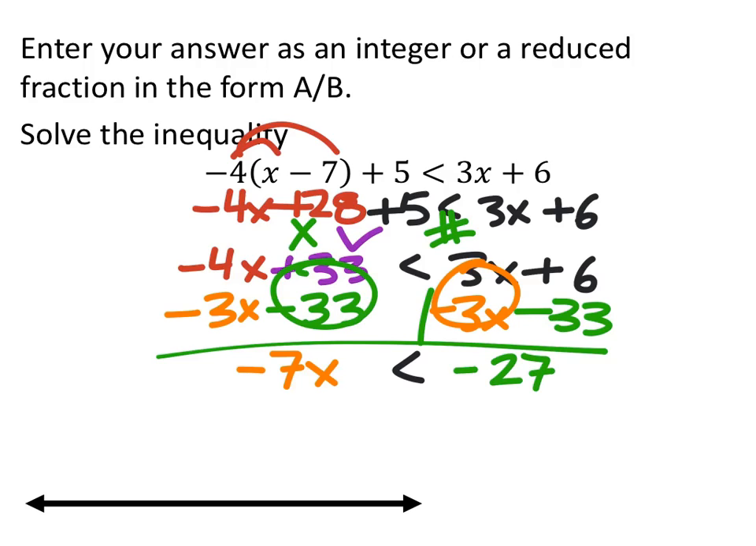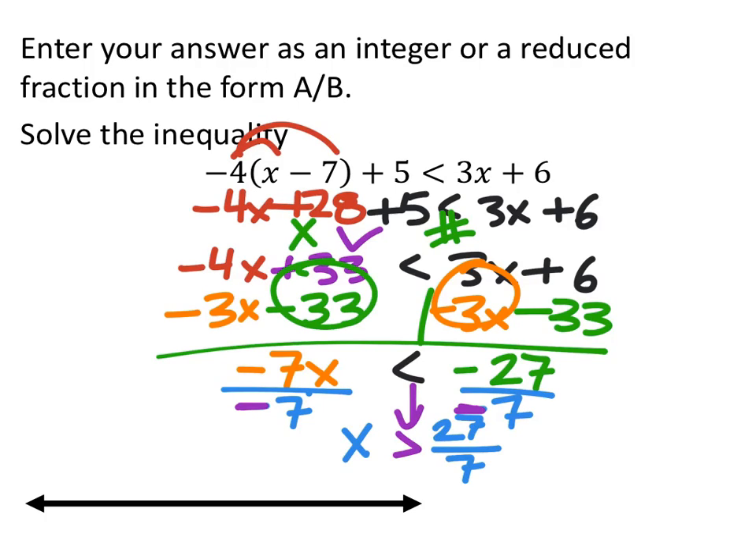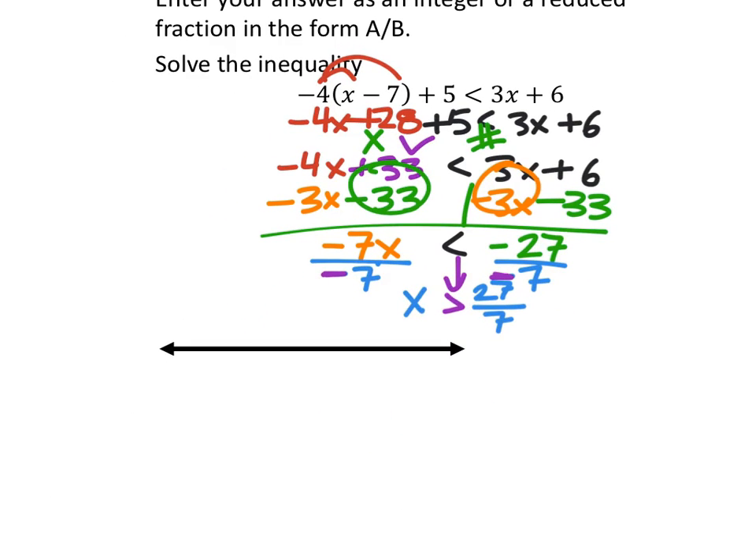And then the last thing here is to divide both sides by the coefficient of x, which is negative 7. And once again, we see that we're dividing both sides by a negative, which means we're going to have to flip the inequality. And that gives us x is greater than 27/7, positive, by the way. So now we're ready to put this on the graph.